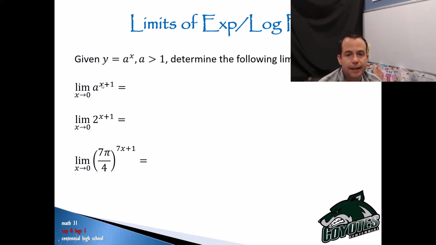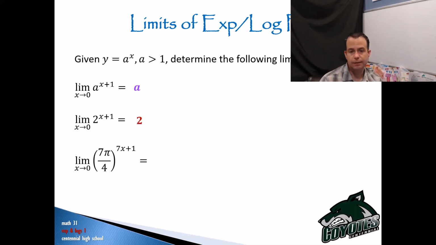Well, as x approaches 0, I can do direct substitution here, right? As x approaches 0, I'm left with a to the 1, and that'll be a. So that will be a. The limit of 2x plus 2 to the x plus 1 as x approaches 0 will end up being 2 to the 1, which is 2.